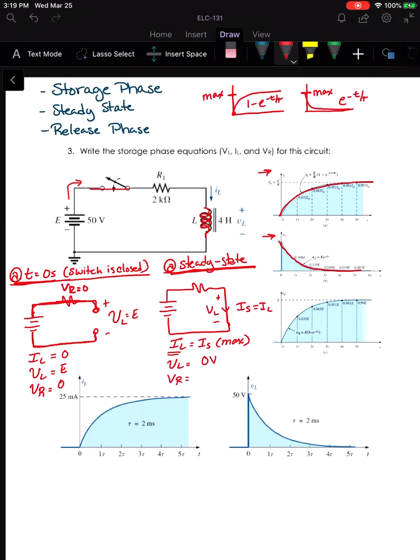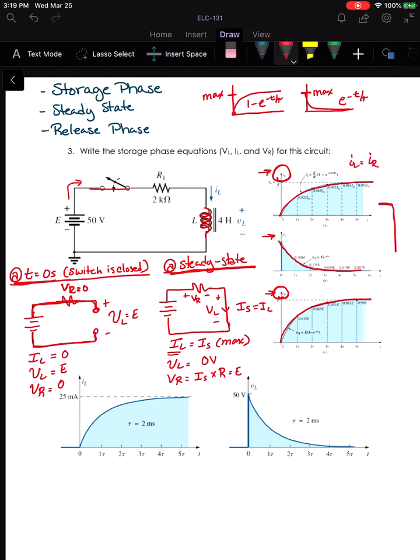And in steady state, all of the currents flowing through the circuit. So VR is at a maximum here, which in this case is going to be I sub S times R, or since there's only one resistor here, it's just going to be E. So again, V sub R starting at 0, going to a maximum value. Remember that the voltage across the resistor and the current through the resistor, I know it's I sub L, but in this case it's actually in series with the resistor, so I sub L is equal to IR.